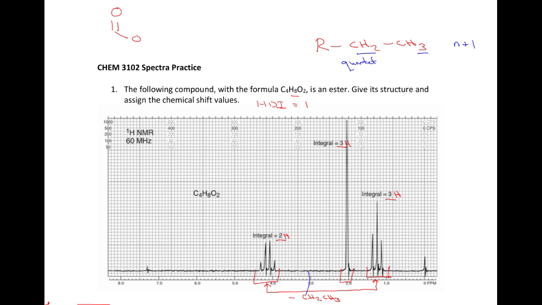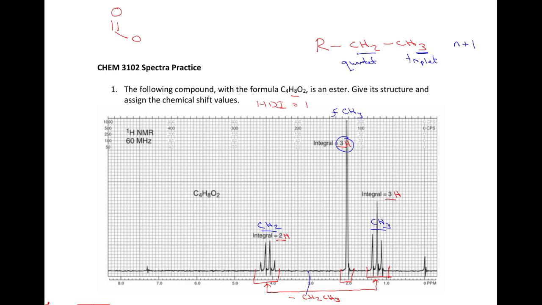Okay, and then the CH3 is coupled next to 2 protons. So 2 plus 1 is 3, which means the CH3 should give me a triplet. That tells us that this is our CH3 in our ethyl group, and this is our CH2 in our ethyl group. If we have 3 protons that are represented by a singlet, that means they're not coupled to any protons whatsoever. So this must be a CH3 that is just by itself. So we have the ethyl group, the triplet and the quartet, and we have the methyl by itself.